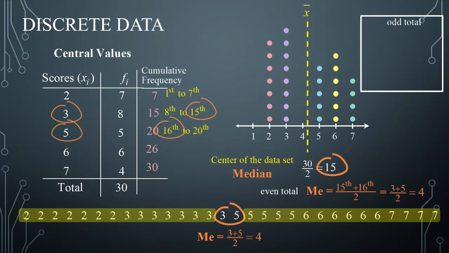Had the total been odd, for example 29, 29 over 2 yields 14.5. So the median would only be the 15th term, knowing that for an odd total, we have exactly one value at the center. So the 14.5 would be rounded up to 15 to find the median. Now let's mark the found median on the number line.